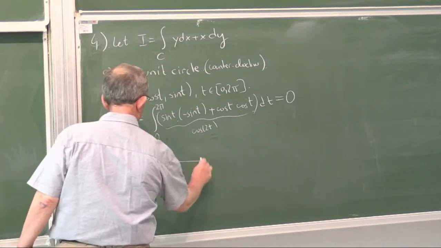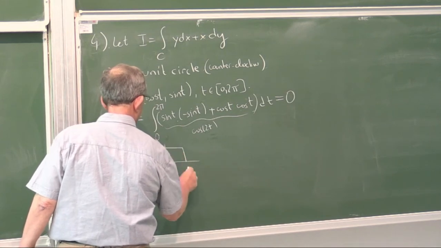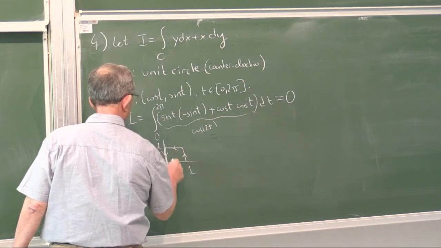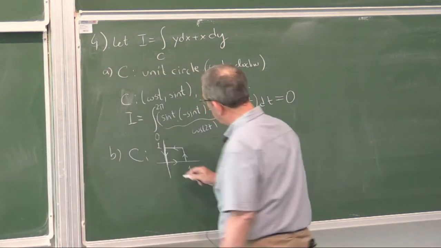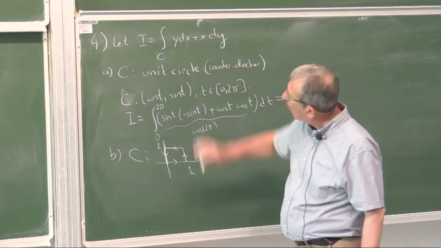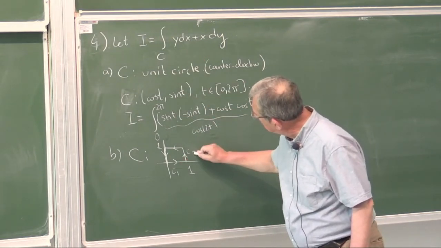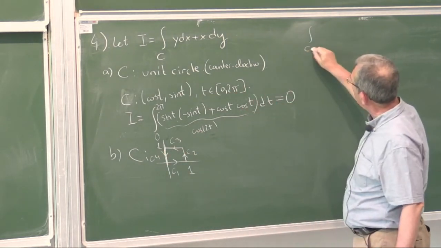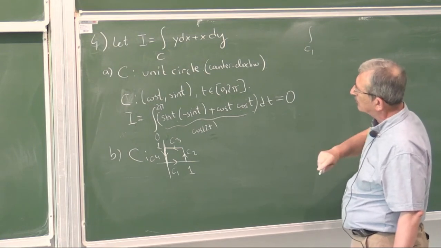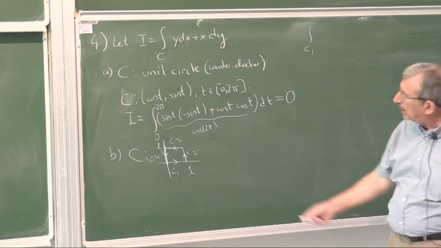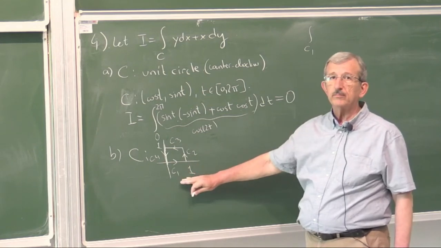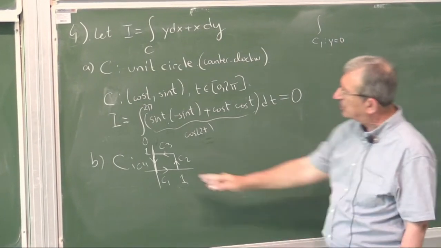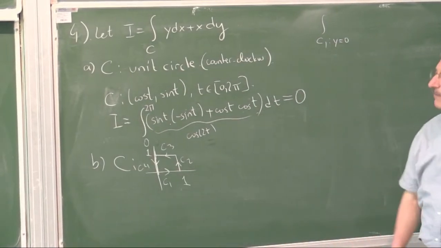Let C be, say, the unit square, counterclockwise oriented. We will integrate over C, but we have 4 parts, so let us calculate them one by one. On C1, well, what is C1 after all? C1 is where y is 0. So on C1, y is 0, and x changes from 0 to 1. It's a parametrization, a very simple one.